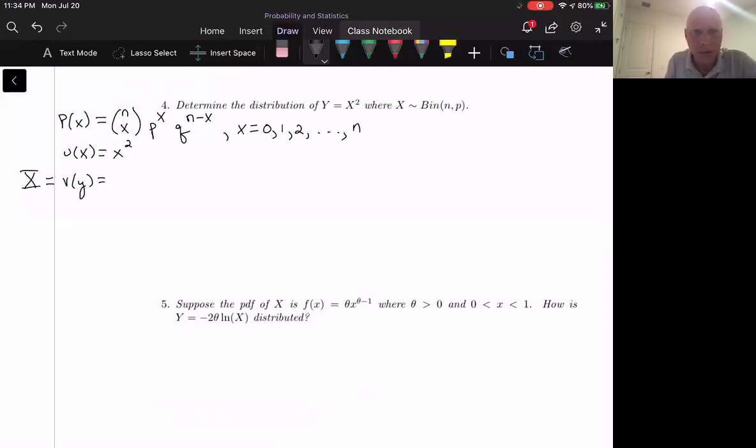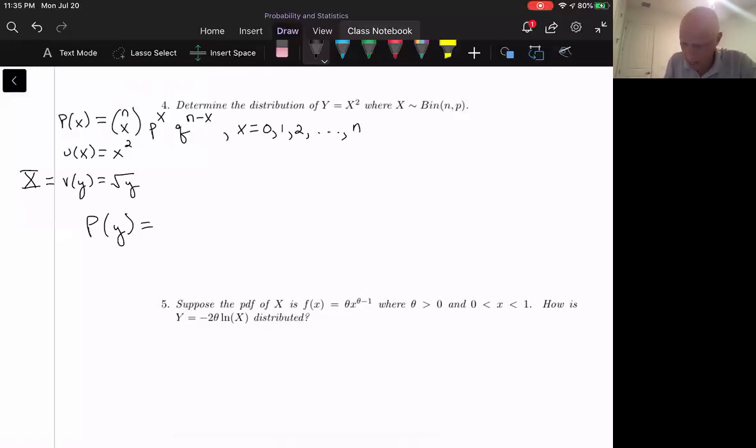What is x equal to? Square root of y, which means that the distribution of y is the distribution of x evaluated at the square root of y. Would you need to consider plus and minus? No, you wouldn't, because based on the x values, you're never going to have a corresponding negative y value. And so you won't have the negative side.